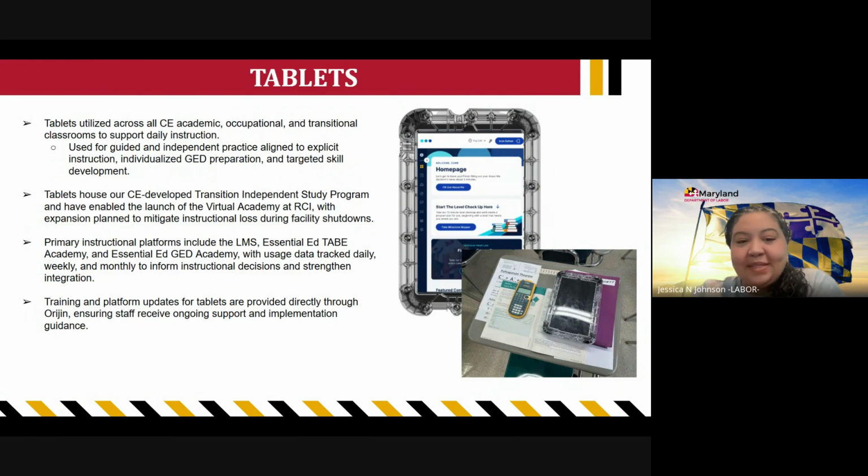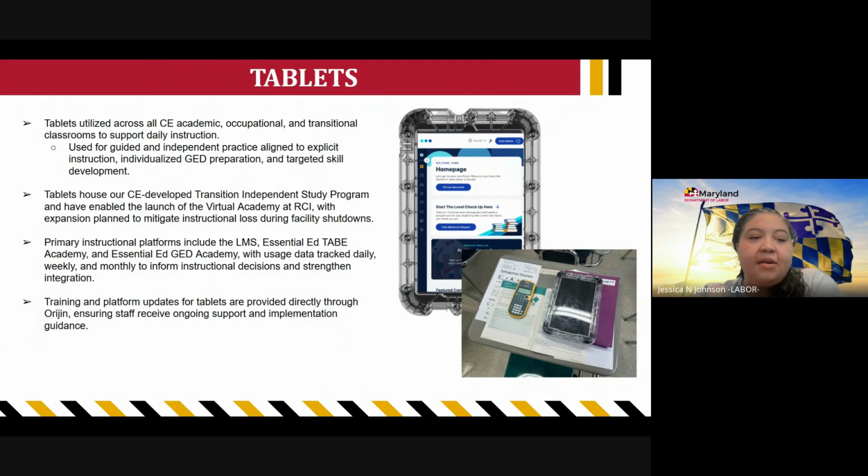So tablets, I talked about these a little bit before, and this has been a hot topic within PEDR, but we utilize tablets across academic, occupational, and transitional classrooms. They are used in daily instruction. Every school has a set of tablets. And in fact, I will be sending those numbers to you today, Ainsley, so you know exactly how many are at each site. But we have sets at each site.